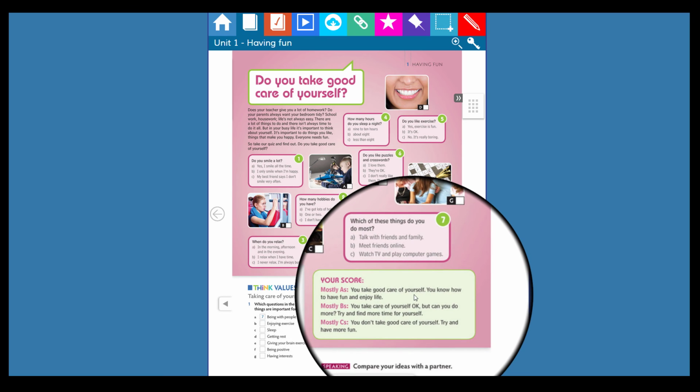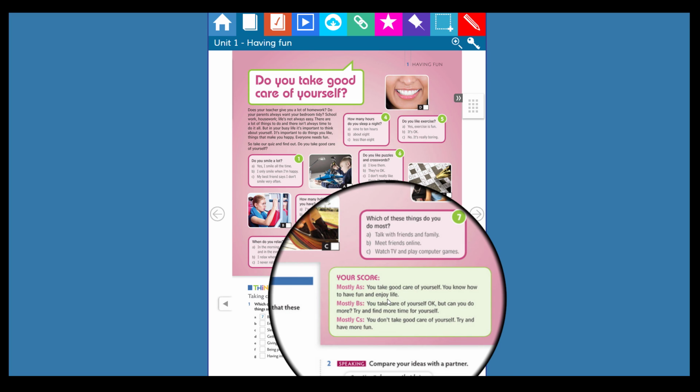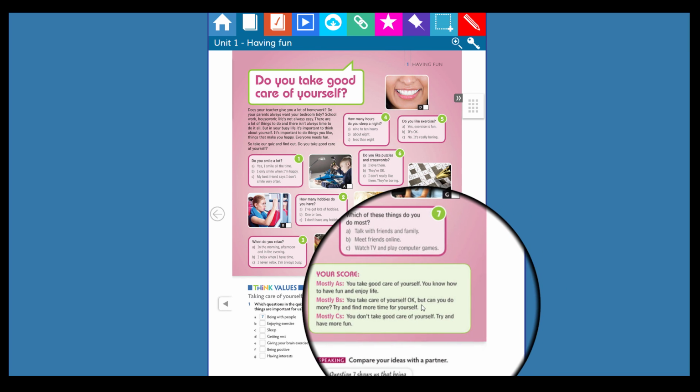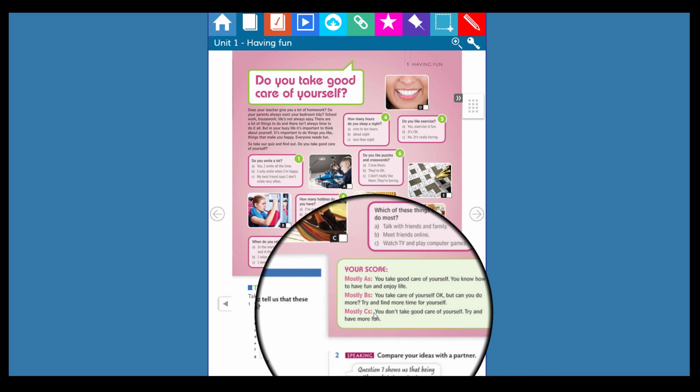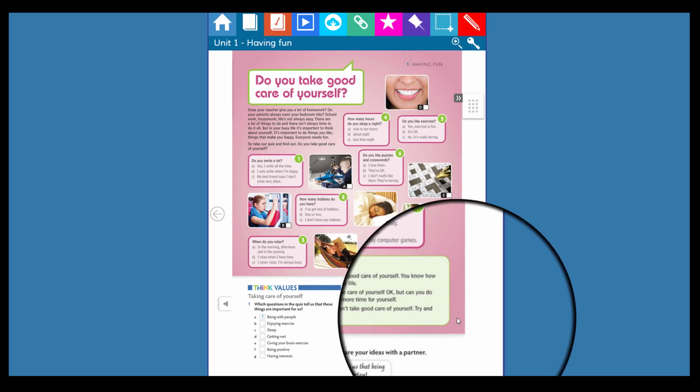Mostly A's says, you take good care of yourself. You know how to have fun and enjoy life. Mostly B's, you take care of yourself, okay, but can you do more? Try and find more time for yourself. And mostly C's says, you don't take good care of yourself. Try and have more fun.